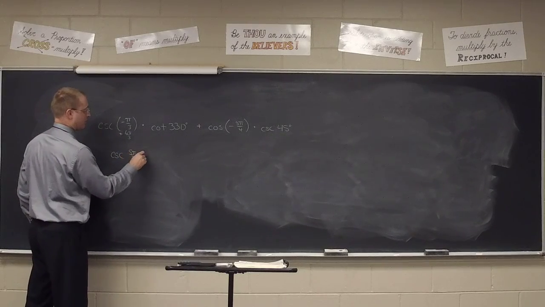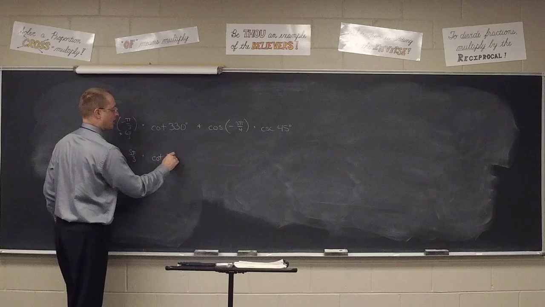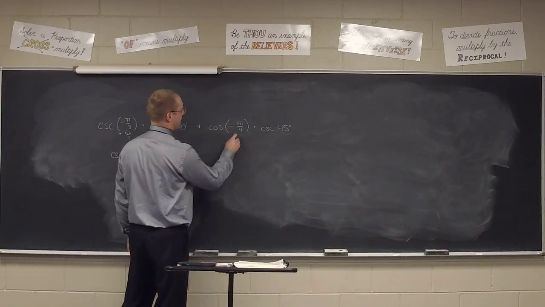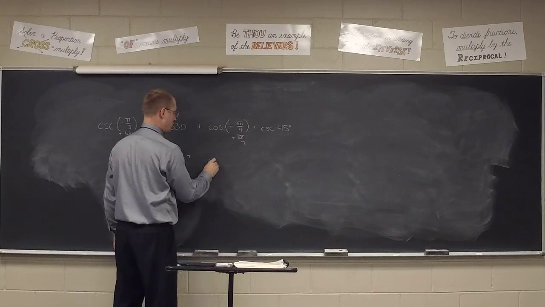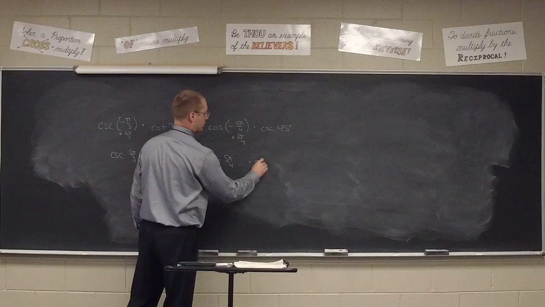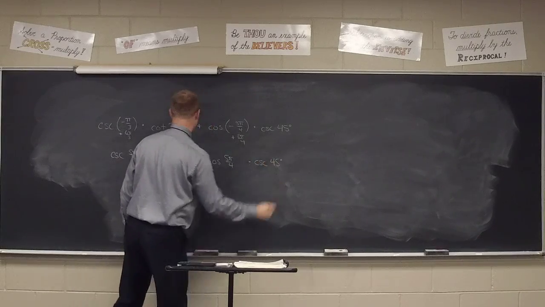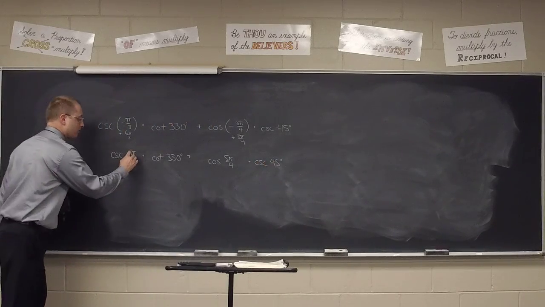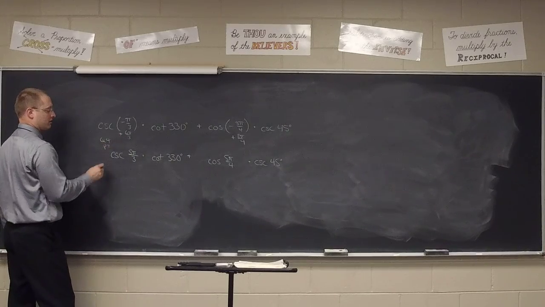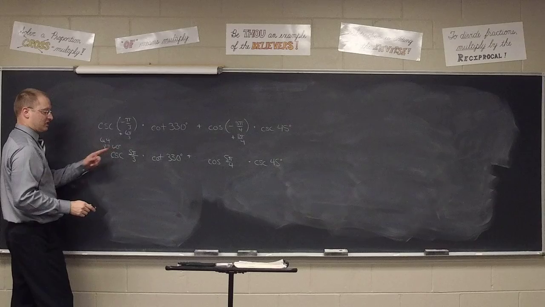Cosecant of 5 pi over 3 times the cotangent of 330 plus, here we're going to add 8 pi over 4, 2 pi, but it's 8 pi over 4, to get cosine of 5 pi over 4 times the cosecant of 45 degrees. All right, here we go. Quadrant, reference angle 60, and cosecant of 60.